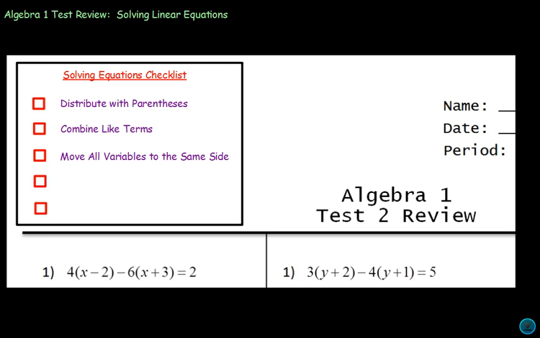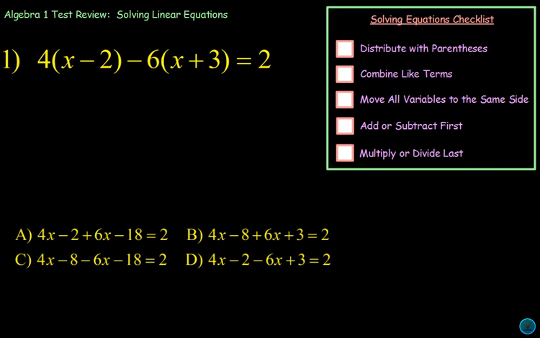The third thing we're looking for is to move all the variables to the same side. We need all of our variables on the same side. Sometimes there's only one variable, but sometimes there's more than one, and sometimes they're on different sides, so we just need to get those things together. One thing that we want to keep in mind is that when we have 2 numbers that we need to get rid of to isolate the variable, we always add or subtract first, and then we multiply or divide last. Once we actually get into solving a problem, I'll show you a little bit more of what we're talking about on that.